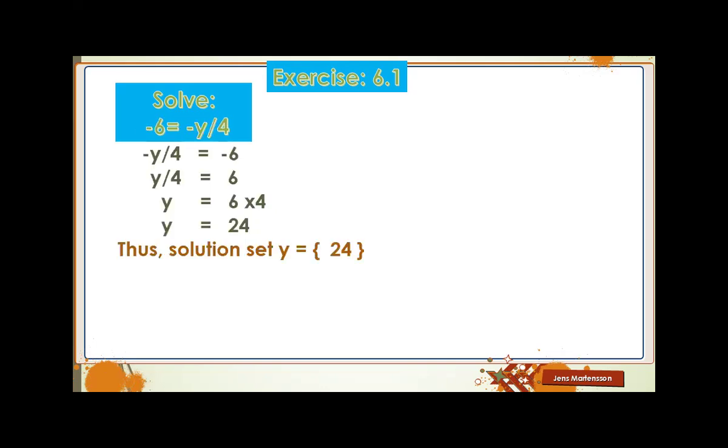Let's check whether it is true for the given equation. Students, if we put the value 24 in the given question, we get minus 24 over 4, right? 4 ones are 4, 4 sixes are 24. So on the left hand side, we get minus 6. On the right hand side, we are already getting minus 6. That means this root, this solution set, the y value, is true for the given equation. Clear?